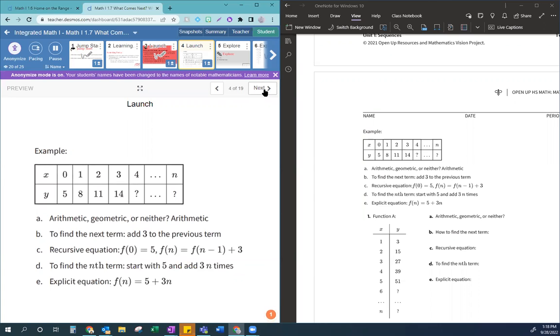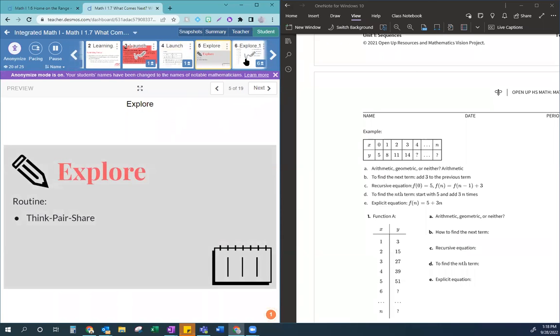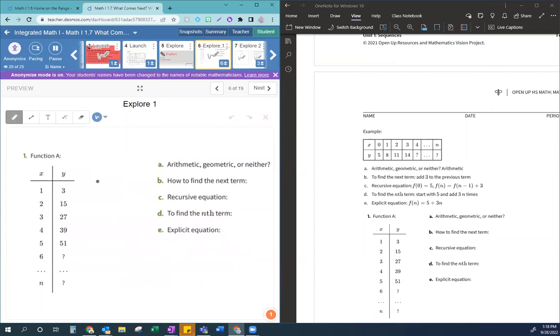Okay, so with that being said, let's move on to problem 1, which is on page 6. And I'm just going to go to here.